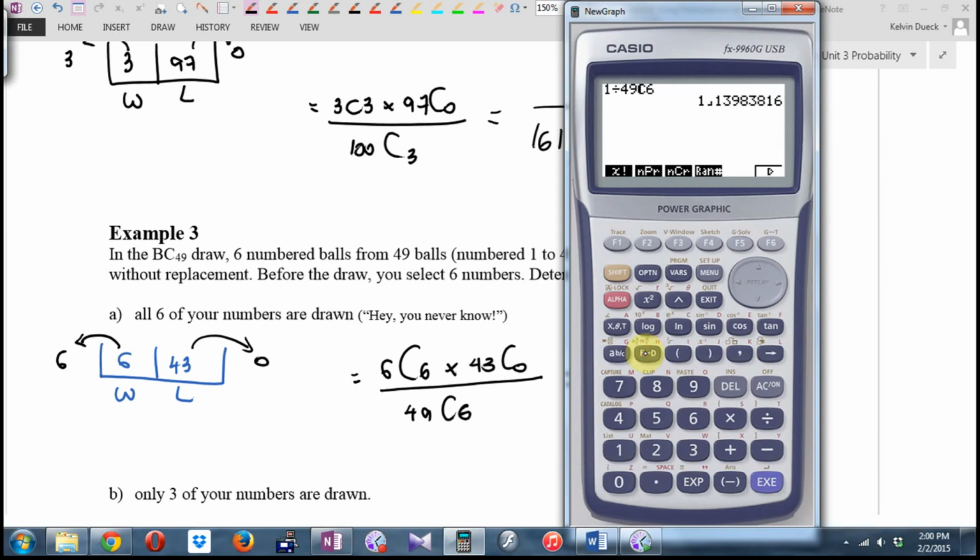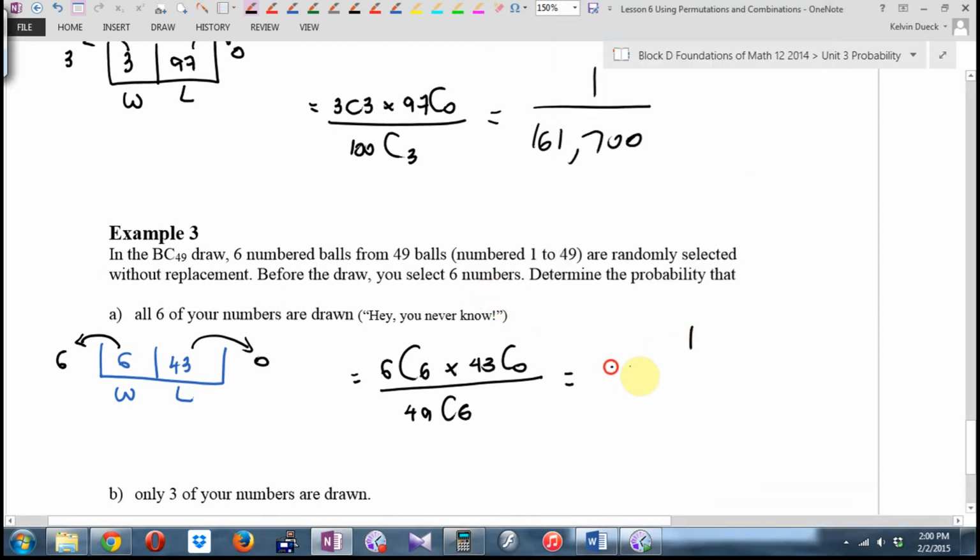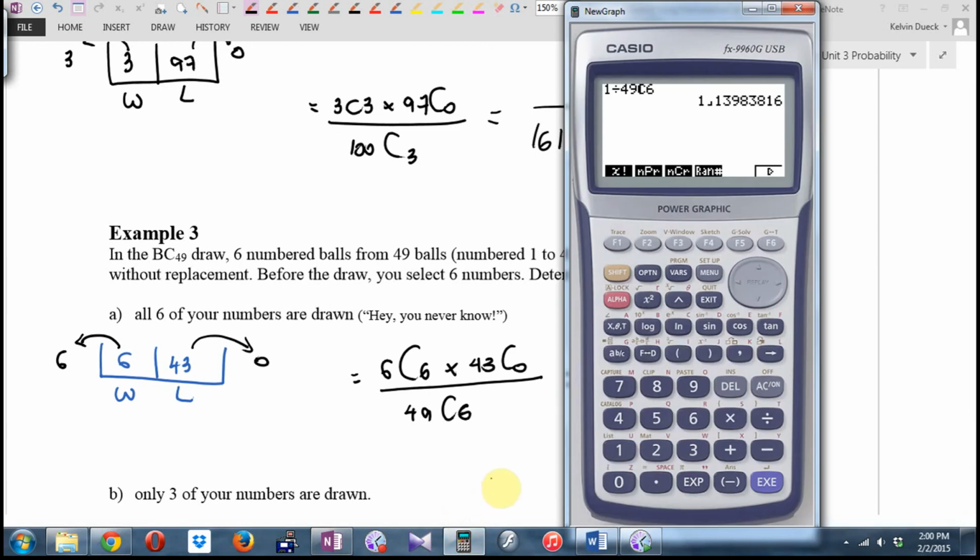Chance of winning, 1 in 14 million. Well, 13.98 million. 1 over 13,983,816.